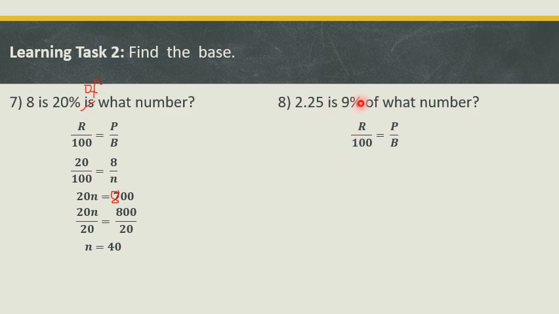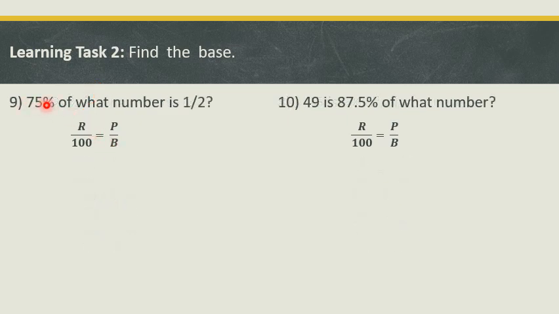Then, number 8. So, 9% is our R. 2.25 or 2 and 25 hundredths is our percentage. At nawawala yung ating base. So, 9 times n is 9n. 100 times 2 and 25 hundredths is 225. Then, divide both sides by 9 kasi yun yung katabi ng n. So, ang magiging answer natin is 25. 225 divided by 9 is 25. So, 9% of 25 is 2 and 25 hundredths.